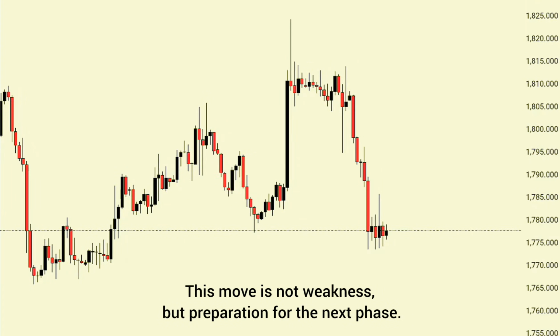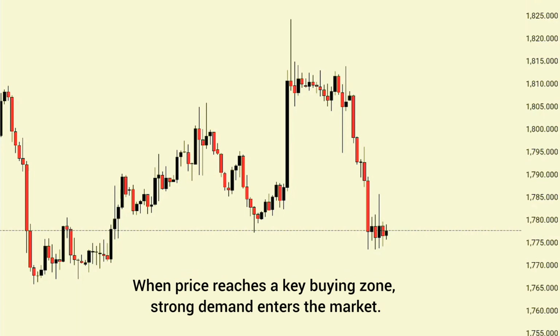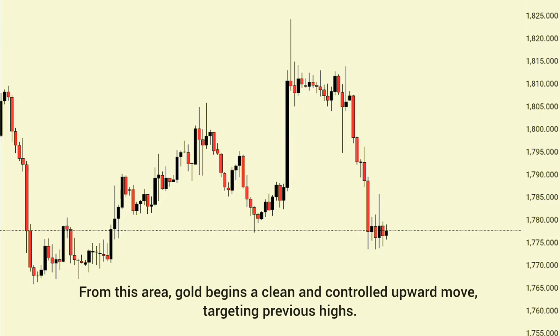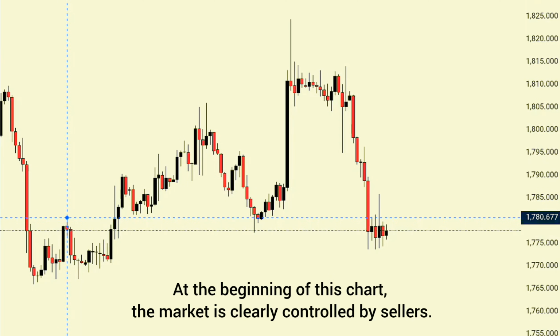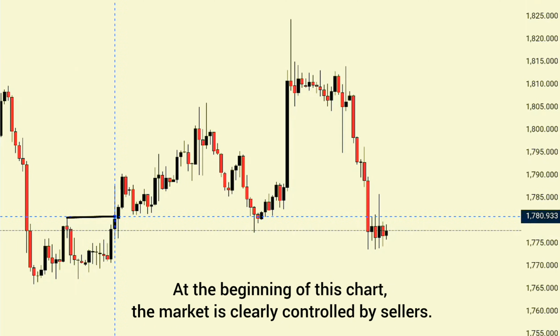This move is not weakness, but preparation for the next phase. When price reaches a key buying zone, strong demand enters the market. From this area, gold begins a clean and controlled upward move, targeting previous highs. In this video, I will break down this entire process step by step, using pure price action and market structure logic. At the beginning of this chart, the market is clearly controlled by sellers.